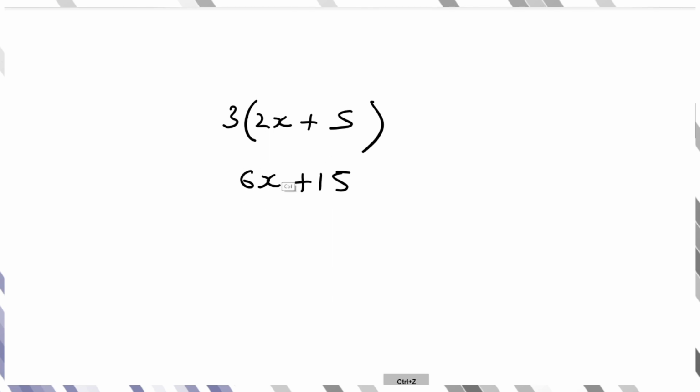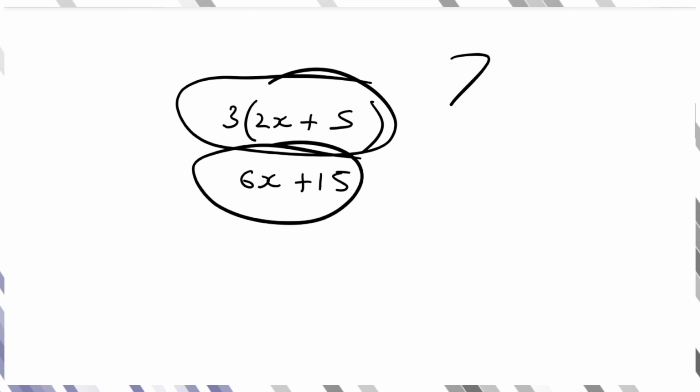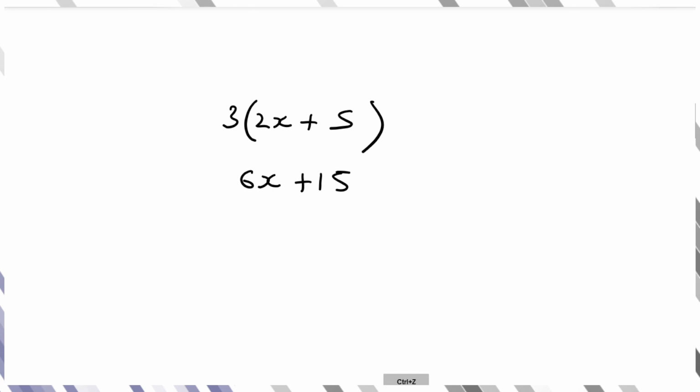So 6x is positive, it's not a minus 6x. 15 is being added on to the 6x, it's not subtract 15. So those two things, 3 times 2x plus 5 and 6x plus 15, are both equal to each other no matter what x is. So we could say that x is a value. Let's say x is 7, and we'll get the same thing here and here when x is 7. Same if x is 11 or just any number.